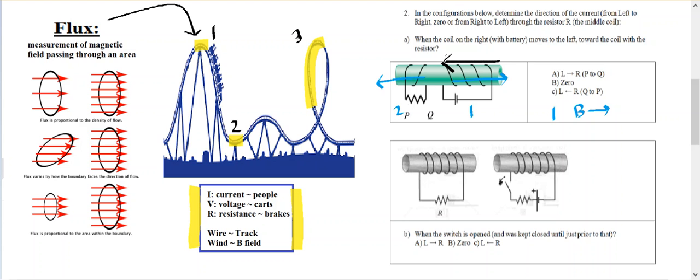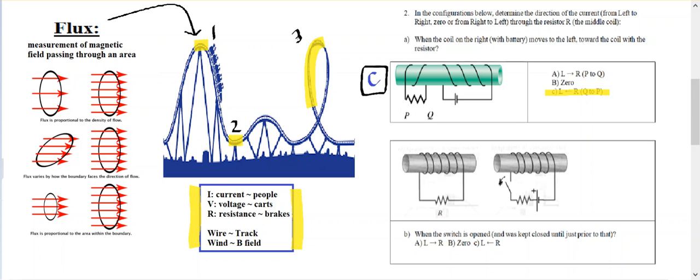Now that we know circuit 2's B field is going out, we can trace with our right hand rule. Our fingertips should be pointing to our left. Our thumb wraps around. We follow the wire with our hand, and we know that the current is going up, down, so it's going from Q to P. So we know that it's from right to left, going from Q all the way around to P. Now when we look at part B, when the switch is open and was kept closed just prior to that.